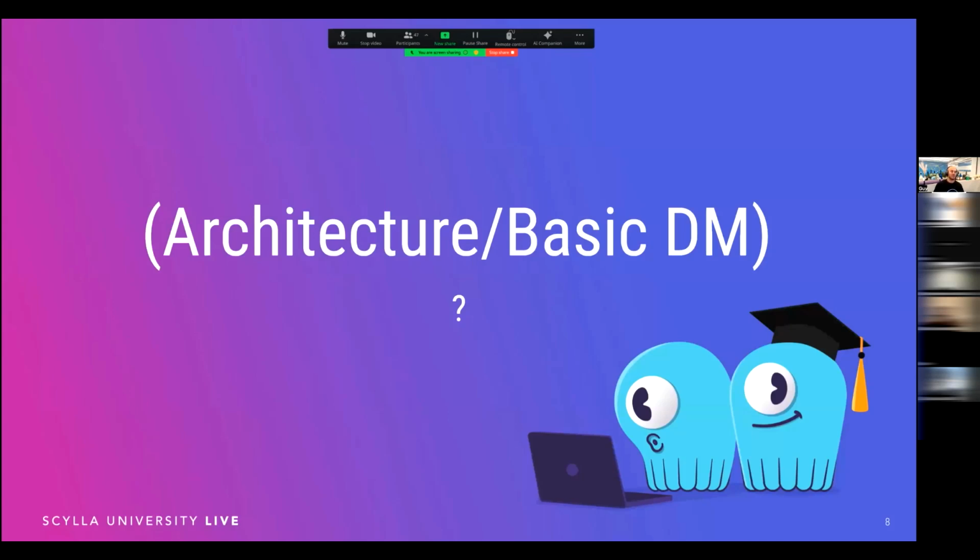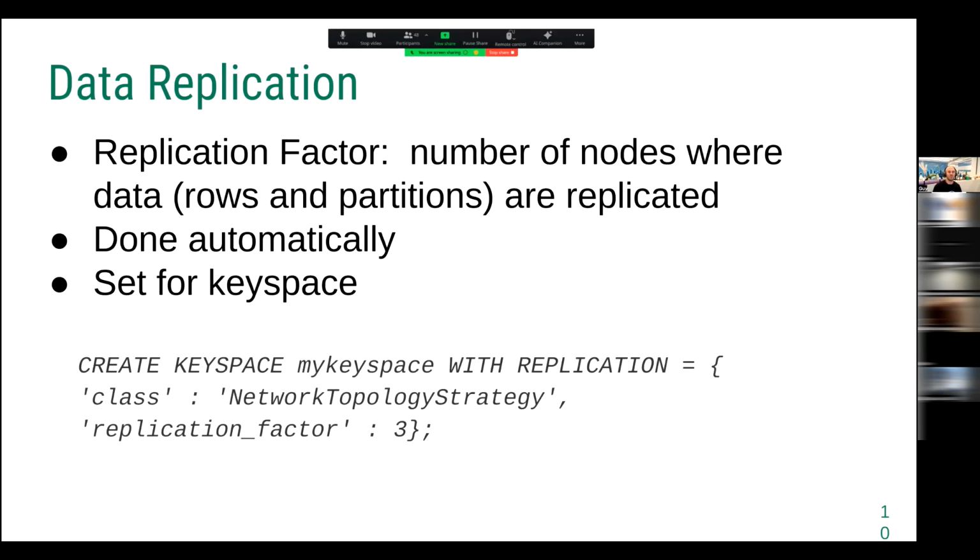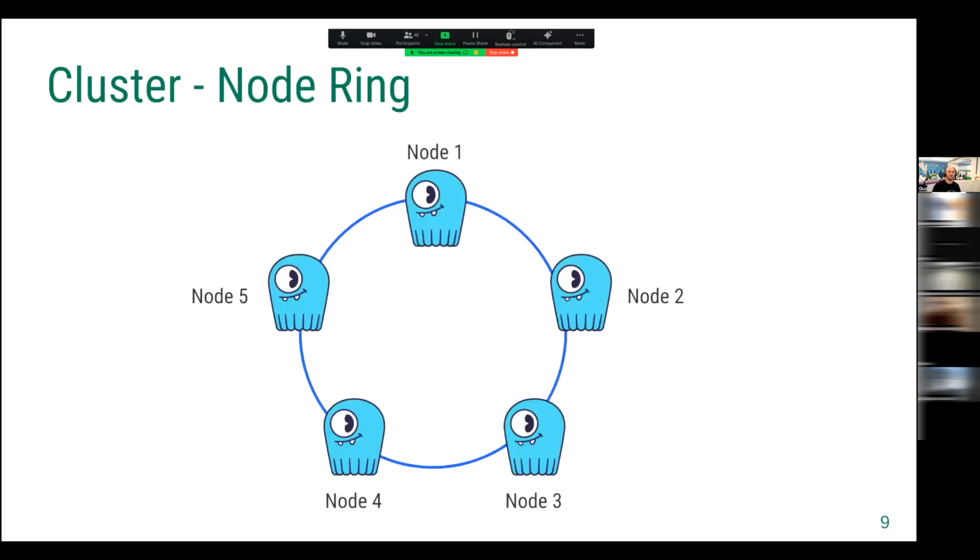Now, the topics that I want to talk about today are relatively advanced, but to talk about them, we need to make sure we have some kind of basic understanding of more basic concepts. So if you can write in the chat window, if you don't know what a node, ring, data replication, or consistency level are, please write so in the chat window, so I know how fast to go through this part.